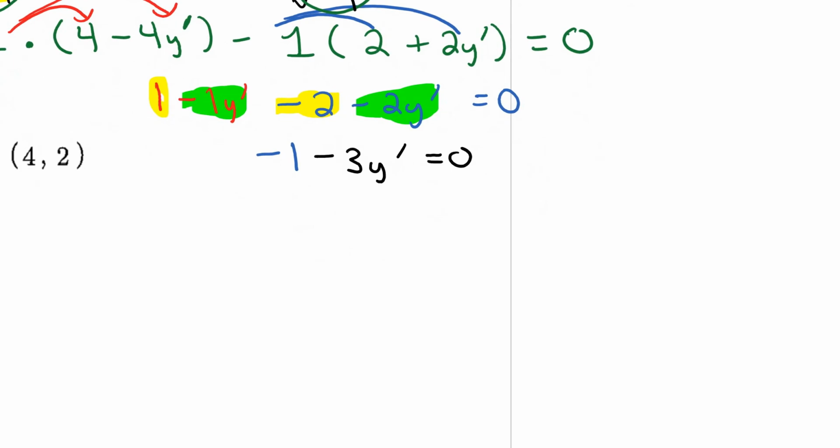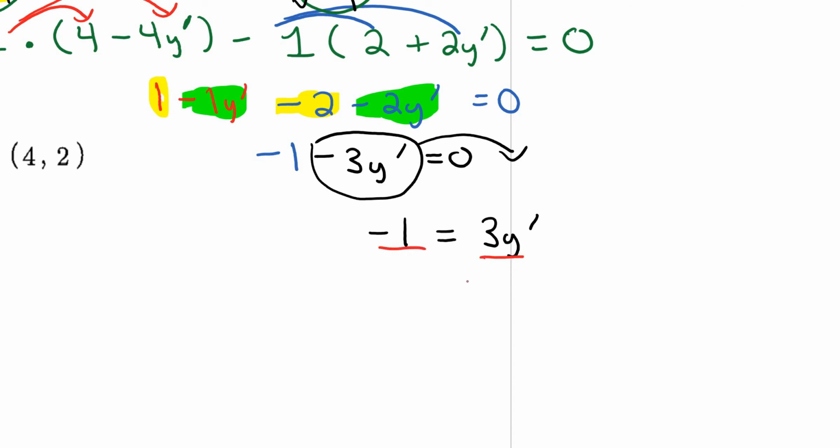And then we're almost done here. I'm going to take my y prime term here and move it to the other side. That's going to be 3y prime equals to negative 1. And then finally I can divide both sides of the equation by 3. Those 3's will cancel, and y prime equals to negative 1/3.